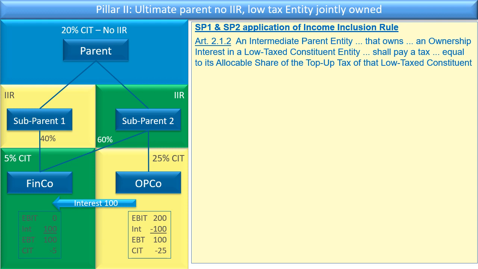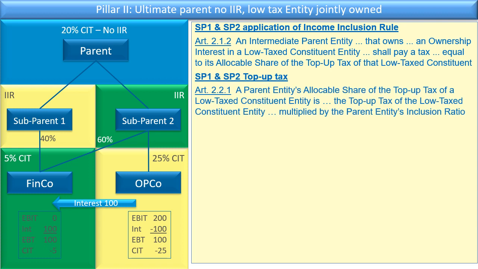So we come back to this allocable share again. And now we need to see what that is. A parent entity's allocable share, Article 2.2.1, of a top-up tax of a low tax constituent entity is the top-up tax of the low tax constituent entity multiplied by the parent entity's inclusion ratio. So it is 10 multiplied by SP1 and SP2's parent entity inclusion ratio.